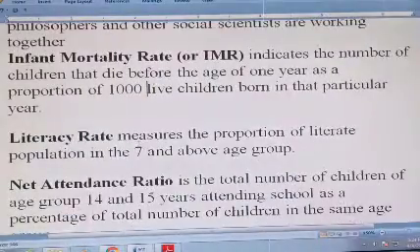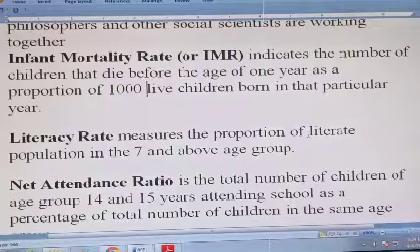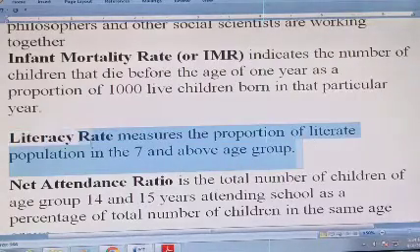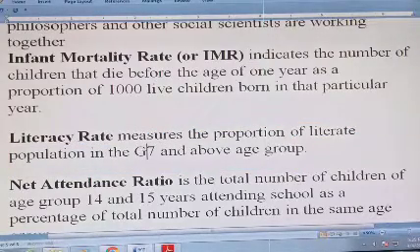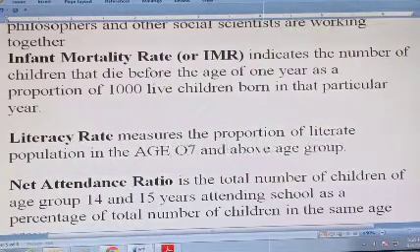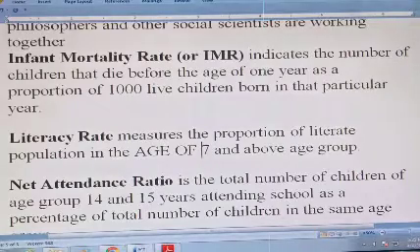Literacy rate measures the proportion of the literate population in the age group 7 and above. It means a person, a student of the age of 7, who is able to write or read their name in any language is known as literate, right? So it measures the proportion of the literate population in the age of 7 and above age group.